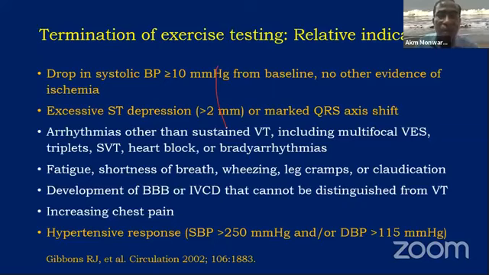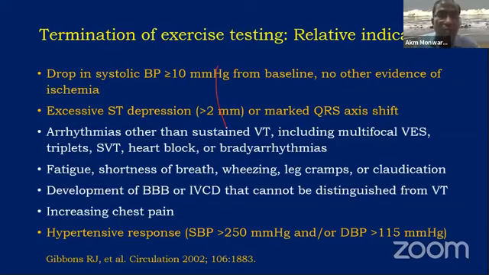And another important relative indication for termination of exercise is excessive ST depression. If more than 2 millimeter, or marked QRS axis shift, you have to stop the test. Otherwise, there may be some sort of danger. I will highlight some in the next examples.